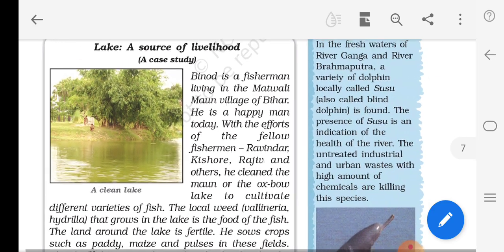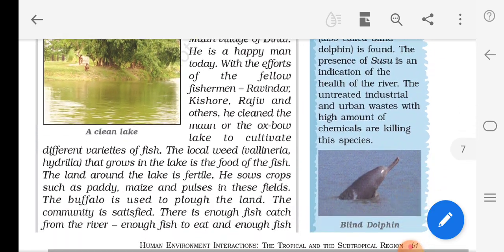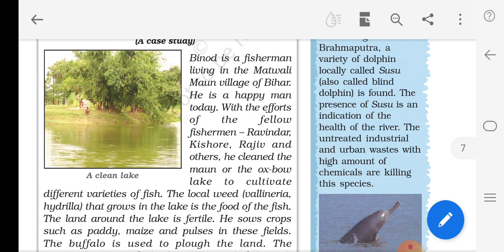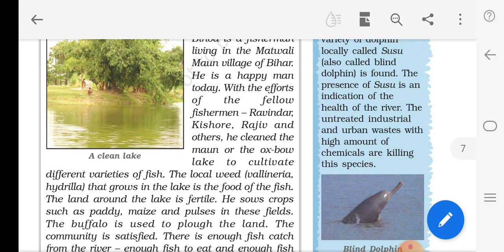Yeah, look at this image, children. There is a dolphin called susu found in the Ganga Brahmaputra basin. A variety of dolphin called susu. What is the dolphin? Susu, found in this area. But the presence of susu is an indication of the health of the river. If the susu is found in a river, then that river is very healthy, that is, a clean river.